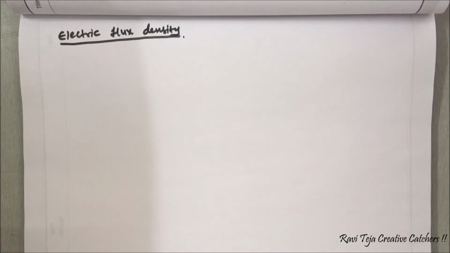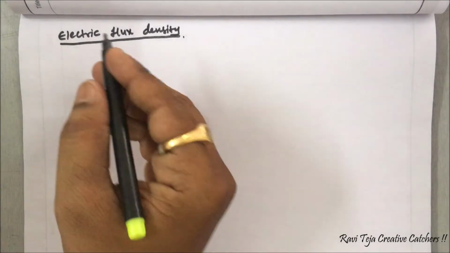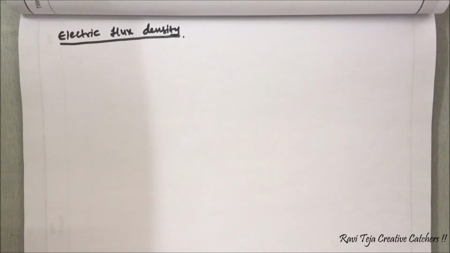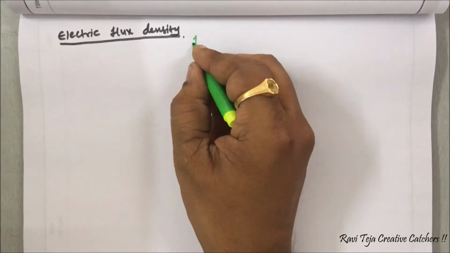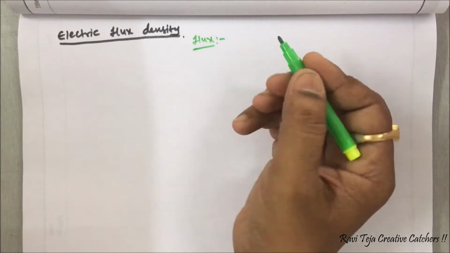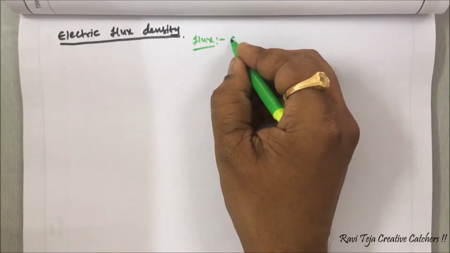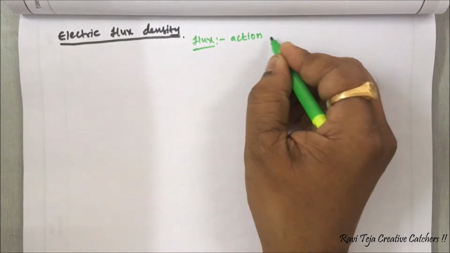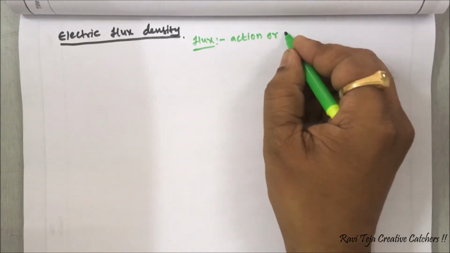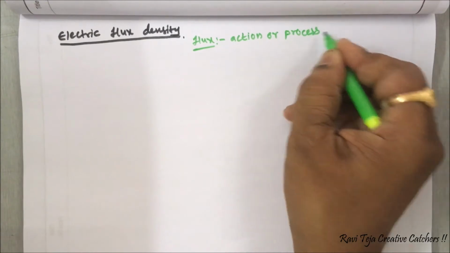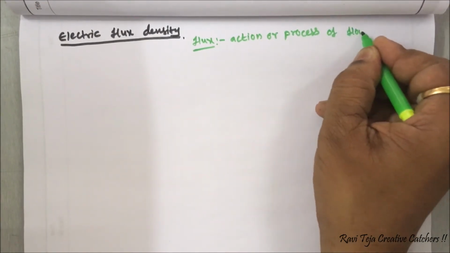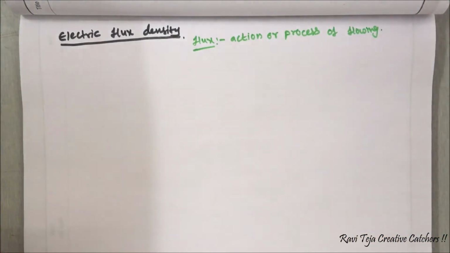In today's session, we are going to learn about electric flux density. We know what is electric and we know what is density, but most of us don't know what a flux is. So let's see the meaning of flux. Flux is nothing but an action or process of flowing. Let's see what is the action or process, what is it flowing.